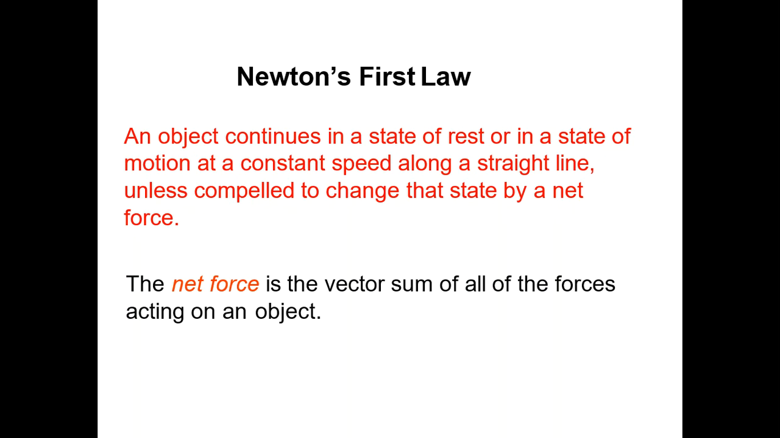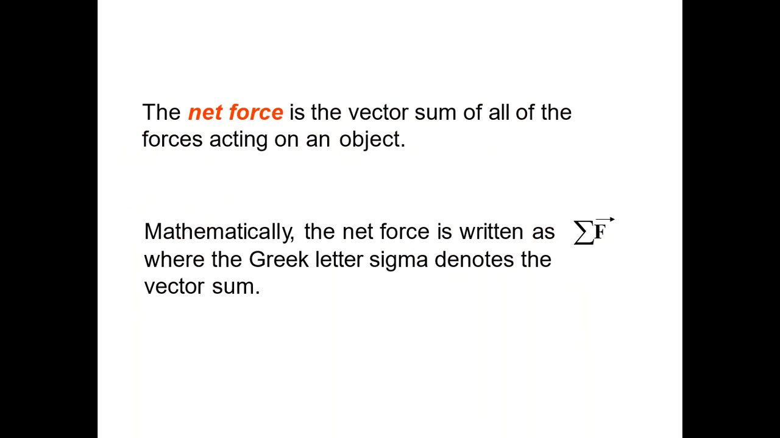So an object in a constant state of motion is going to remain in that motion unless acted upon by a net force. That constant state of motion could be at rest, or it could be some constant velocity, a constant speed along a straight line. If an object is at rest or at some constant velocity, then we know that the net force is 0. Now, the net force is the vector sum of all the forces acting on the object.